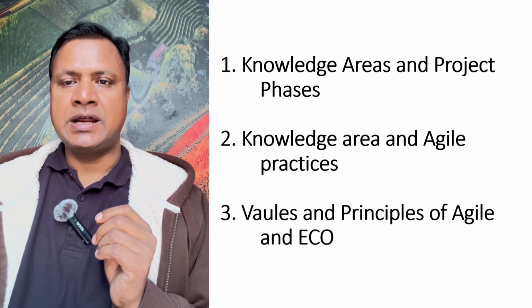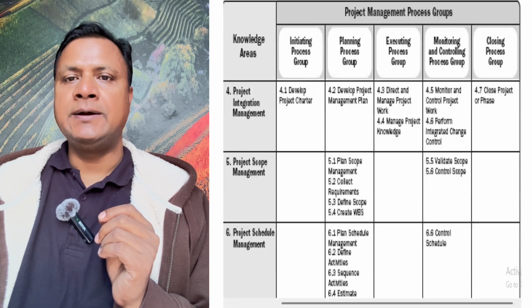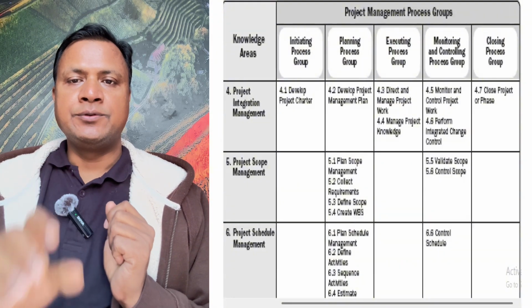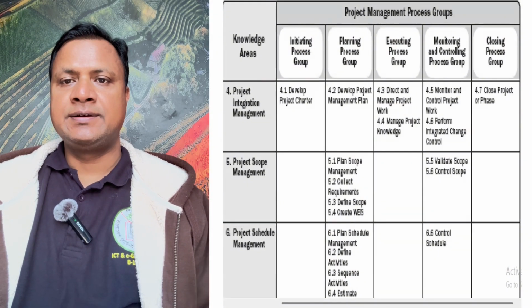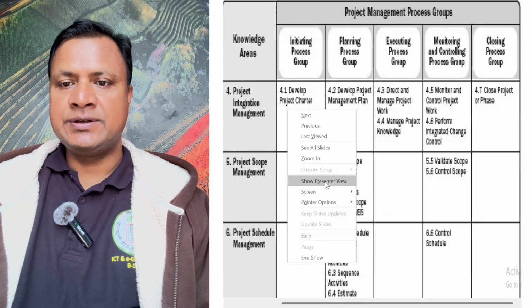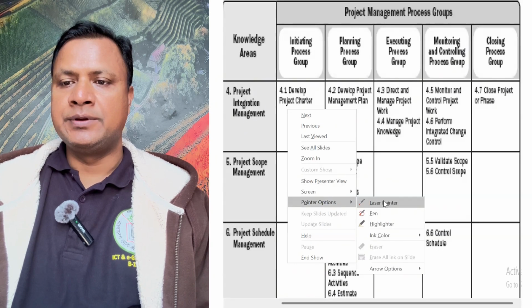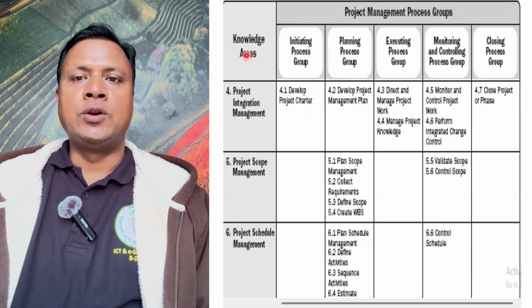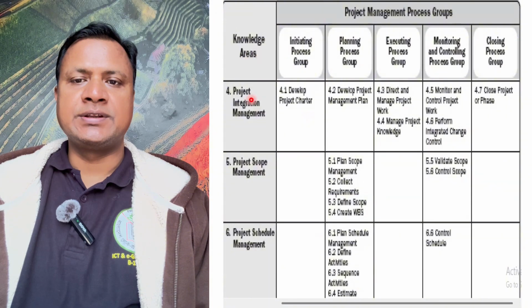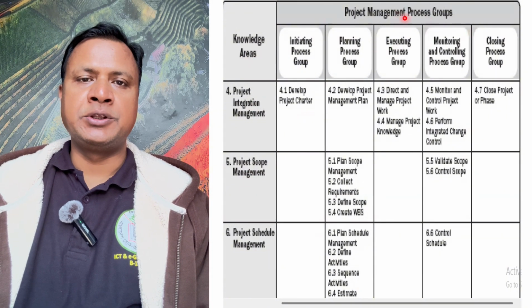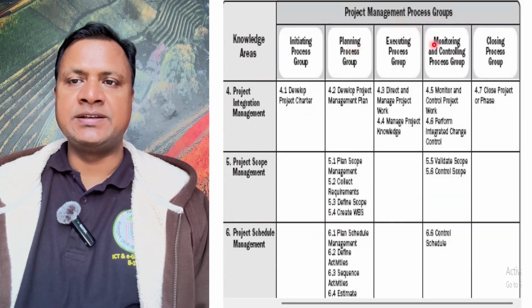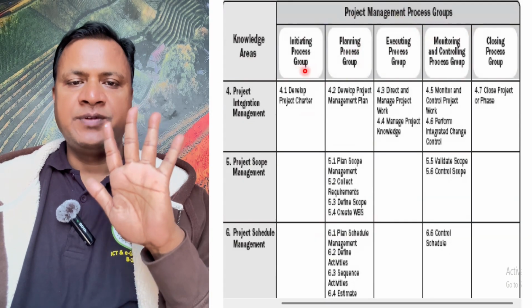So let me start with knowledge areas. You can see on the slide that we have knowledge areas in this column, and the other column is the project management process phases. There are 5 phases we know.